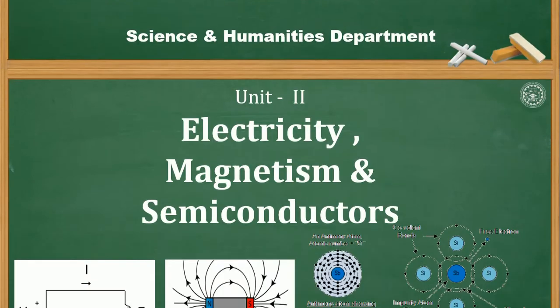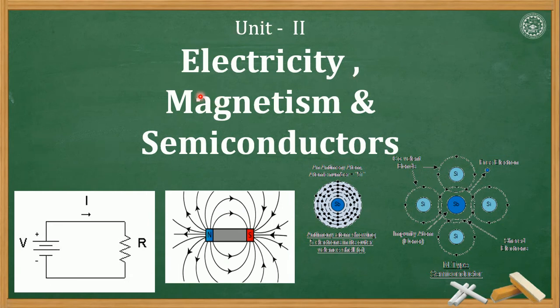The unit which we are learning is electricity, magnetism, and semiconductors. From this unit, on the topic specific resistance, we are going to discuss the numericals based on specific resistance. What kind of numericals get asked in an examination and how to solve them is our topic to discuss today.